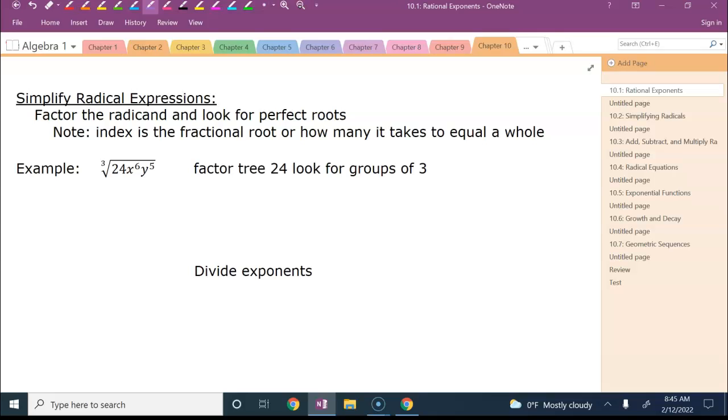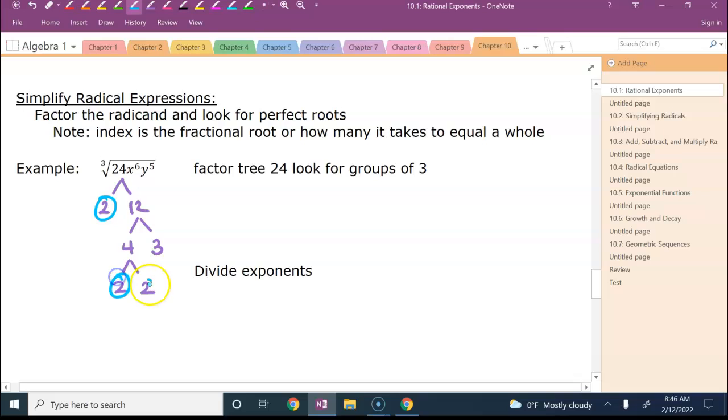So I've got the cubed root of 24 x to the 6th power, y to the 5th power. So I'm going to factor tree my 24 and I'm going to try to look for a group of 3. So 24, I could rewrite that as 2 times 12. And 12 I could rewrite as 4 times 3. I still don't have a group of 3 yet. 4 could be 2 and 2, which there's my group of 3. 3 2's. I don't have to worry so much about the 3, but I will have to take it into consideration when I'm writing out underneath my root here.